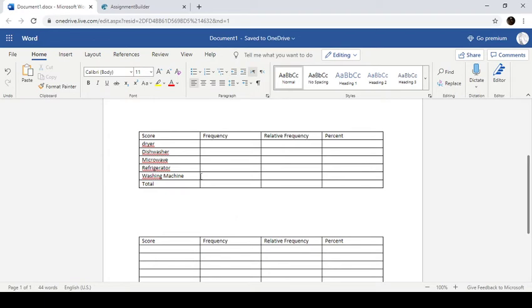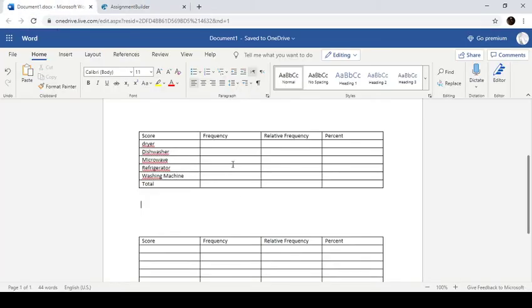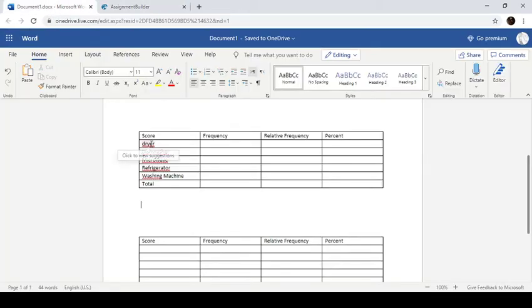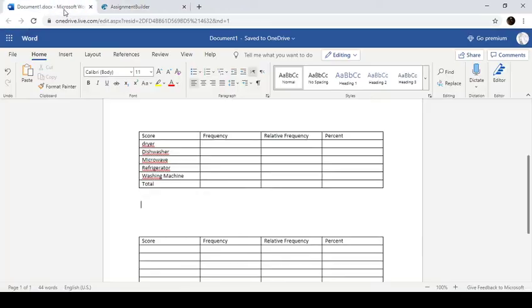So those are all of our scores. Those are the types of data points that we have. The frequency is how many times we have those data points occur. So we just go over here and count up the number of times each one of them happens. So let's see, dryers. We have 1, 2, 3, 4, 5, 6. Happens 6 times. So we'll enter a frequency of 6 for that one.